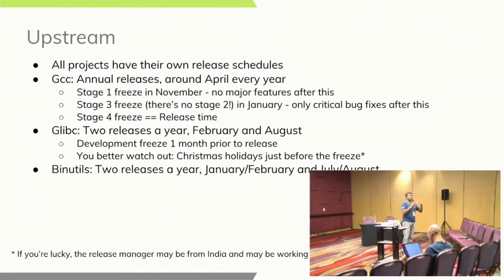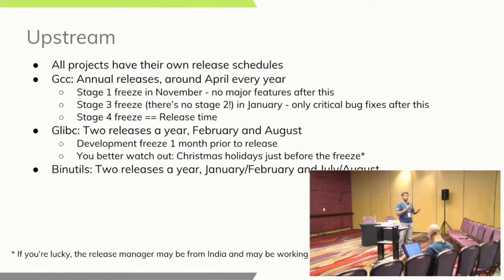Right, so let's jump right into scheduling, because scheduling is basically where all the logistics comes in. To actually be able to do anything about it, we need to look at what the schedules for various toolchain projects look like. So GCC is probably the most complex of the three major toolchain projects. GCC releases annually, right? And it also has various stage freezes. Like in November, you have the stage 1 freeze, after which there can be no major features included. There's a stage 3 freeze that happens in January, after which there are only critical bug fixes that get accepted. And then there's a stage 4 freeze, which is essentially a release.